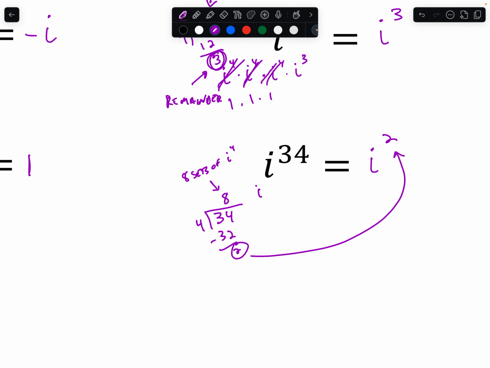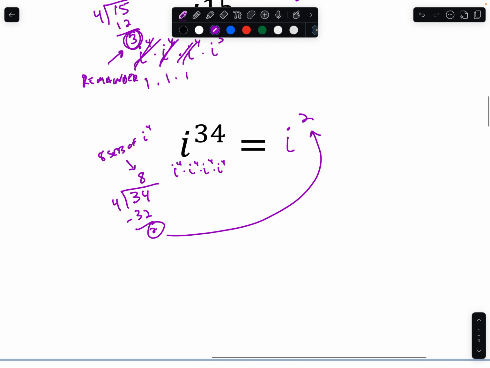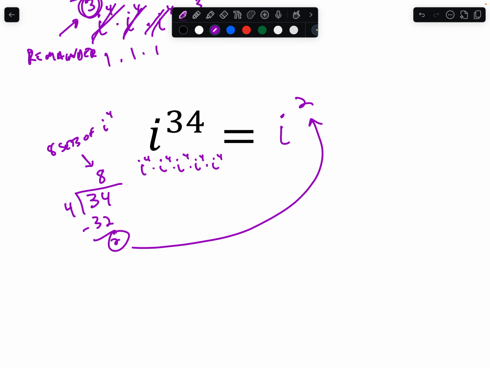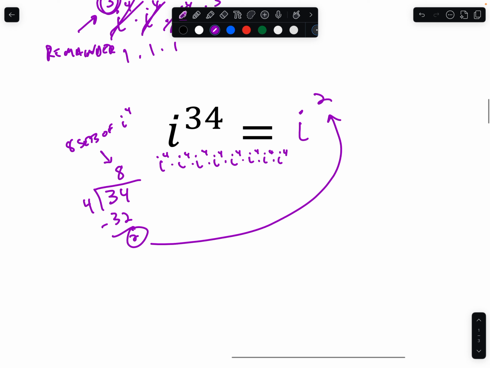Because i to the 34th could be i to the 4th times i to the 4th times i to the 4th times i to the 4th, right? That's 4, 8, 12, 16 i's, and we can keep going. 20, 24, 28, 32, and then we have 2 left over. That's what's happening when you do the division.